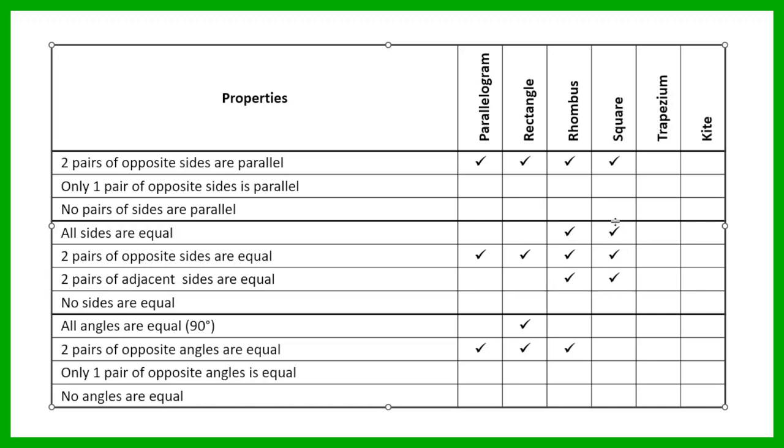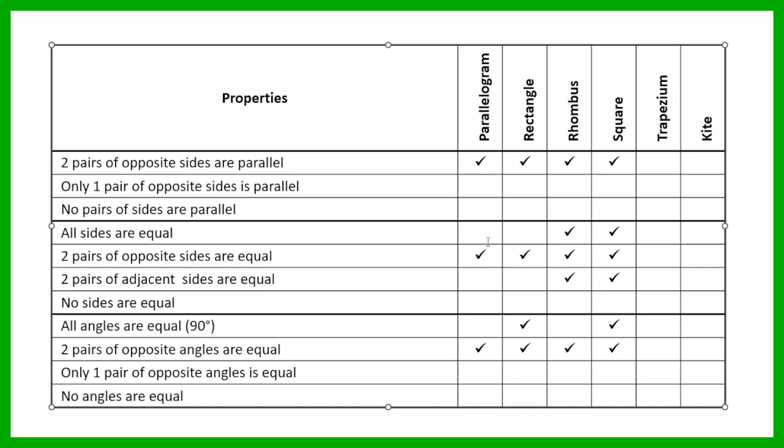So it has the same properties as a rhombus in terms of the length of its sides, but then it also has the same properties as a rectangle in terms of its angles. So a square also has all 90 degree angles, and we can also say that it has two pairs of opposite angles equal to each other because it is also a parallelogram. So that's our rectangle, rhombus, and square, which are special kinds of parallelograms. Then we get onto our trapezium. Now the trapezium is quite different. It is not a special kind of a parallelogram.